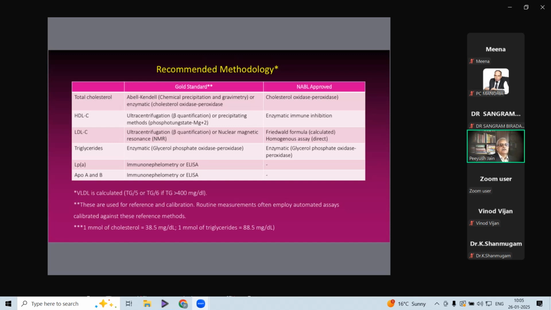The other thing is we have patients coming from other countries like UK, Bangladesh, where the units of measurement are different. That is millimole. So 1 millimole of cholesterol, whether it is LDL, HDL, VLDL, whatever, is equivalent to 38.5 milligram per deciliter, the unit which is used in our country. And 1 millimole of triglycerides is equivalent to 88.5 milligram per deciliter.